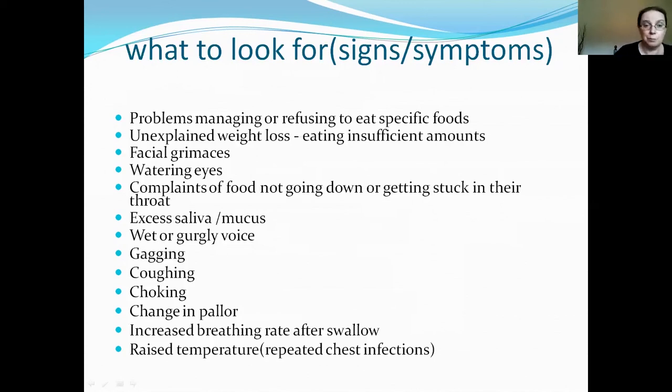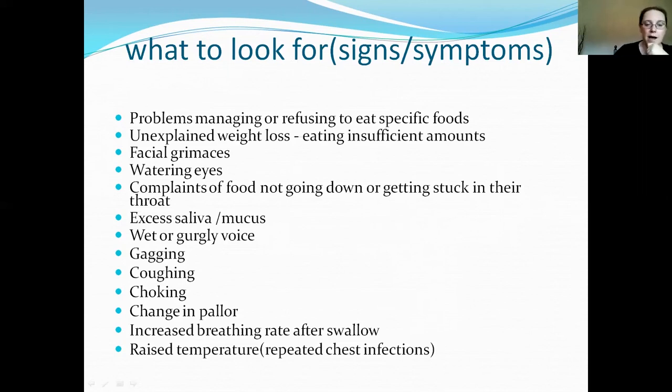They might complain that food is not going down the right way, or it's getting stuck, they're feeling like it's in their throat. You might see excess saliva, so you might get some dribbling, or sometimes that saliva can go back to the throat and make people cough, and some mucus as well. You can get a build-up of mucus in the throat, and that presents with a wet or gurgly sounding voice. And sometimes when somebody has had something to eat or drink, listening to that gurgly voice sometimes means that things are hanging around there and have not always gone down.